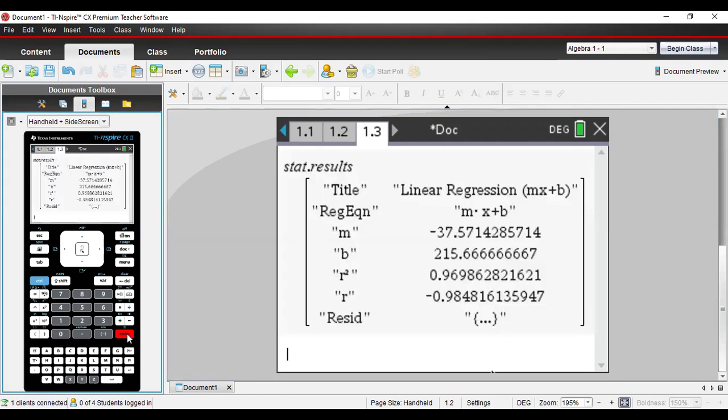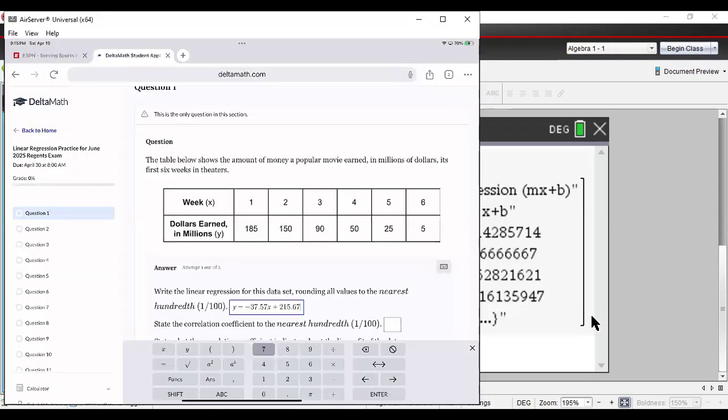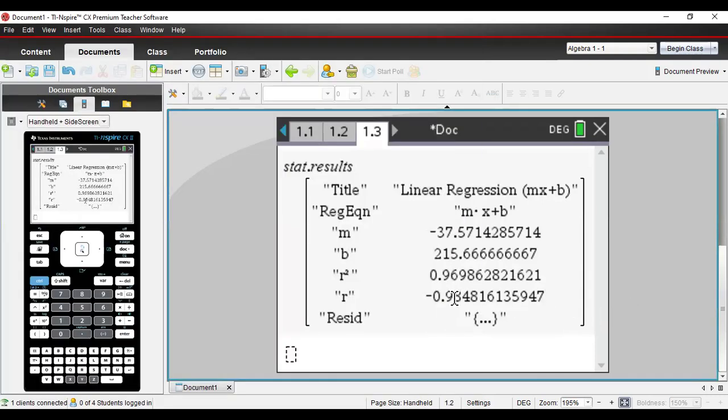Now, when I press enter, it gives me the statistics. Now, these numbers have not been rounded. They're just all of the decimals all the way out. What we want is the correlation coefficient, which is going to be the R. And they want us to round this to the hundredths place. So that means 2 decimals, because 100 has 2 zeros, so it's going to be 2 decimals.